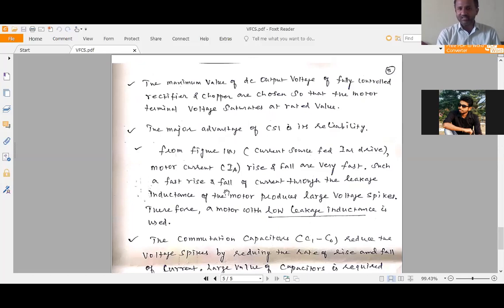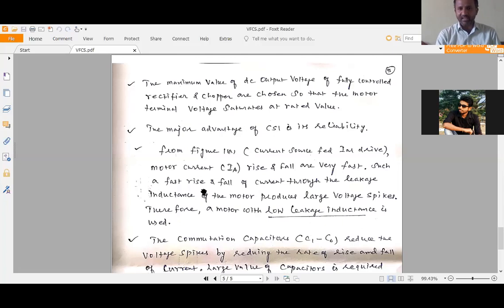Such a fast rise and fall of current through the leakage inductance constitutes voltage spikes, and this can be controlled by connecting a leakage inductance. That is the necessity of connecting the leakage inductance in the DC link that we have connected in the basic circuit diagram. From figure 1A, the motor current IA rise and fall are very fast.